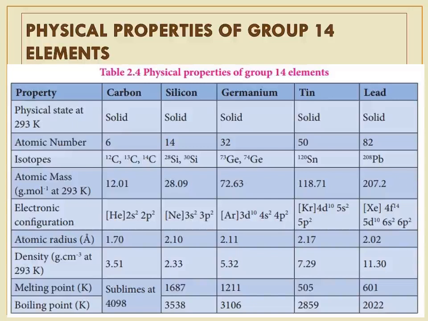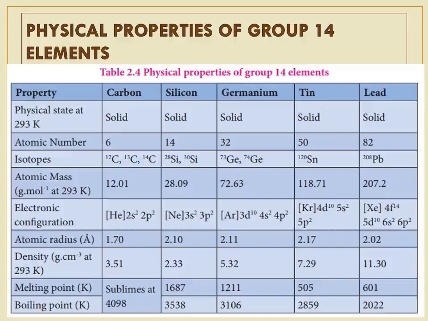And what are the isotopes of carbon? Carbon has 3 isotopes, 12C, 13C, 14C. And what are the isotopes of silicon? 2 isotopes, 28 and 30. For germanium, that is 73 and 74, and for tin only one isotope, that is 120, and for lead also there is only one isotope, that is 208. And atomic mass. What is the atomic mass of carbon? 12. Silicon is 28.09, germanium 72.63, tin 118.7, for lead 207.